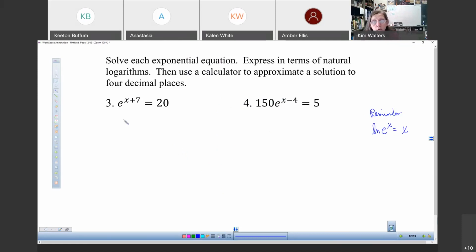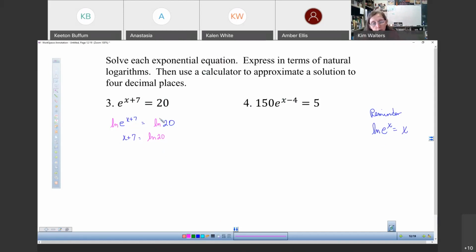Just like before, I'm just going to rewrite this: e to the x plus 7 is equal to 20. And so I'm going to take the natural log of both sides, the natural log of the left side and the natural log of the right side. This is why these are my favorites, because these to me are even nicer than the previous ones. Because the natural log of e to the x plus 7, I'm going to use this concept right here, and I'm simply left with an x plus 7 on the left-hand side, and that's going to be equal to the natural log of 20. That's actually pretty nice.